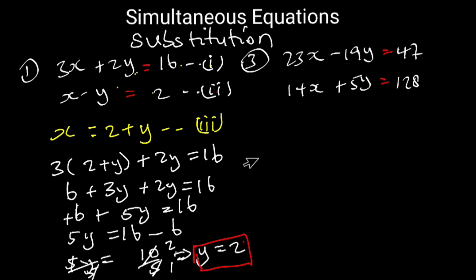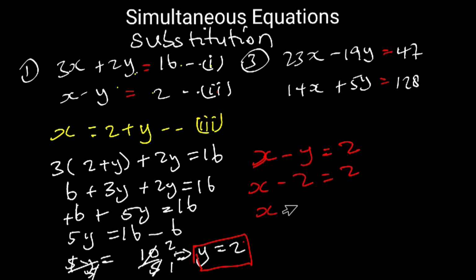Alright, so we have x minus y is equal to 2. Anywhere we see y, you replace it with 2. So we have x minus 2 is equal to 2. So let's take this negative 2 to the right hand side. When we do that, it will be plus.